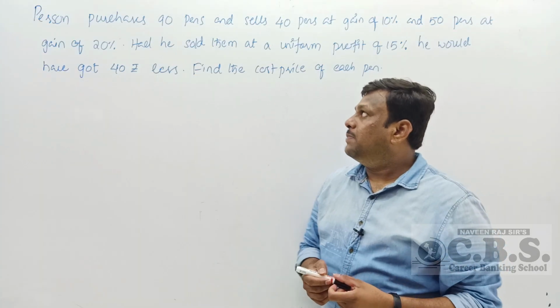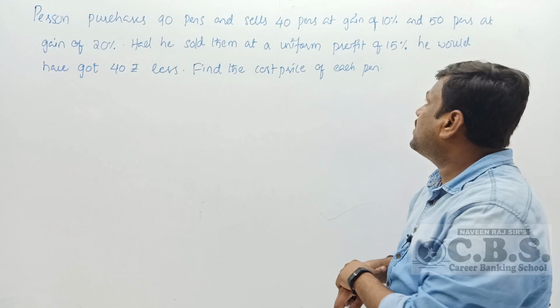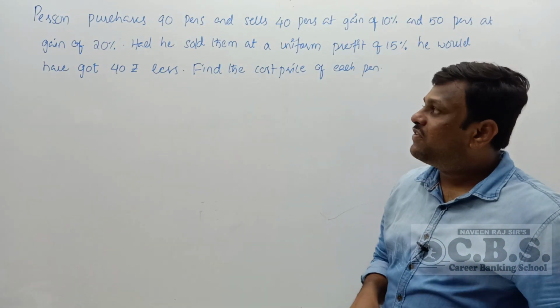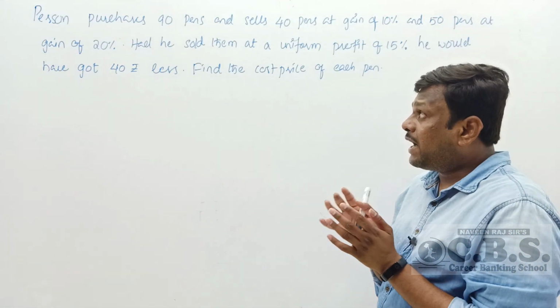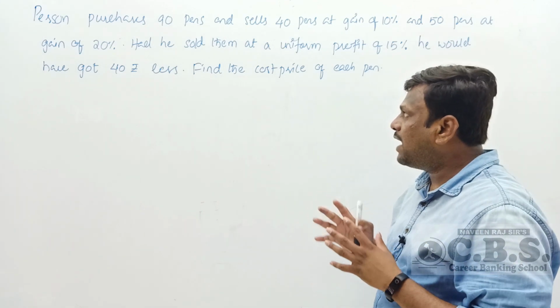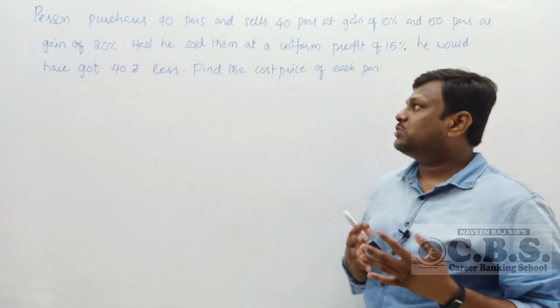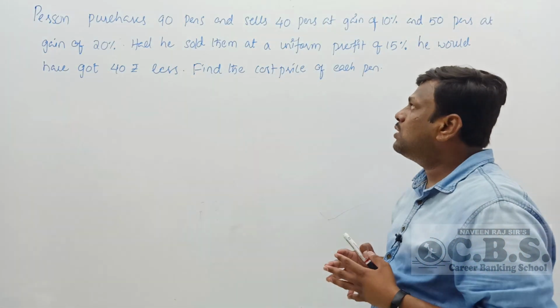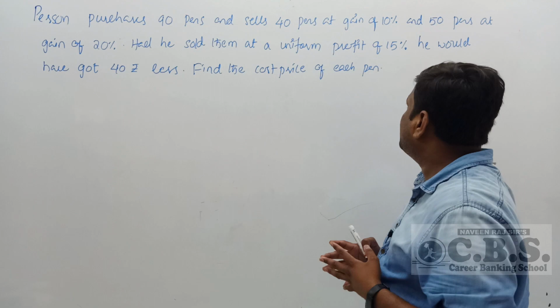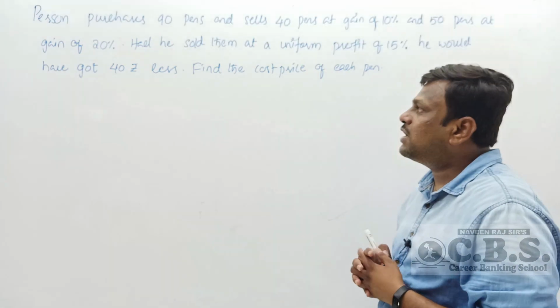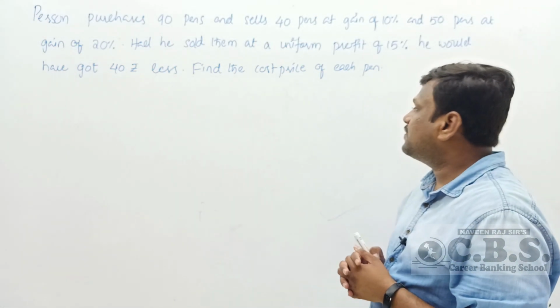Next question. A person purchases 90 pens and sells 40 pens at a gain of 10% and 50 pens at a gain of 20%. Had he sold them at a uniform profit of 15%, uniform means what? Overall profit. He sold them at a uniform profit of 15%, he would have got 40 rupees less. Find the cost price of each pen.